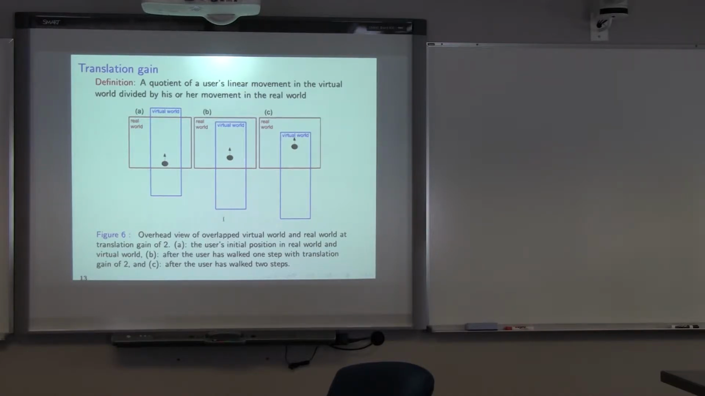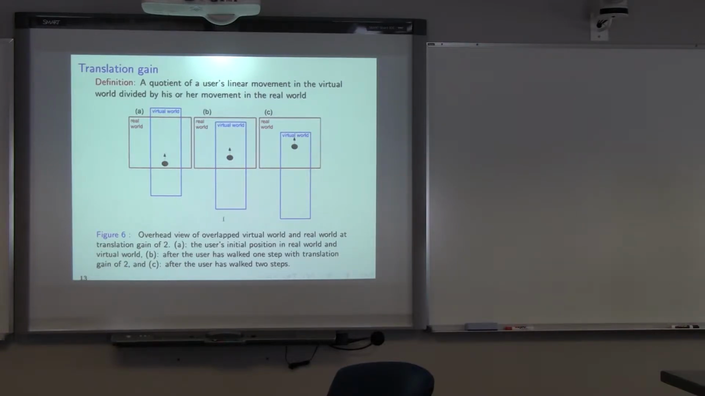In figure A, the user started to walk in both the real world and the virtual world. At this time, he is far away from both the wall of the real world and the wall of the virtual world. However, the wall of the real world is a little bit closer to the user. So if he walks the same speed in the real world and the virtual world, he may potentially collide with the wall of the real world.